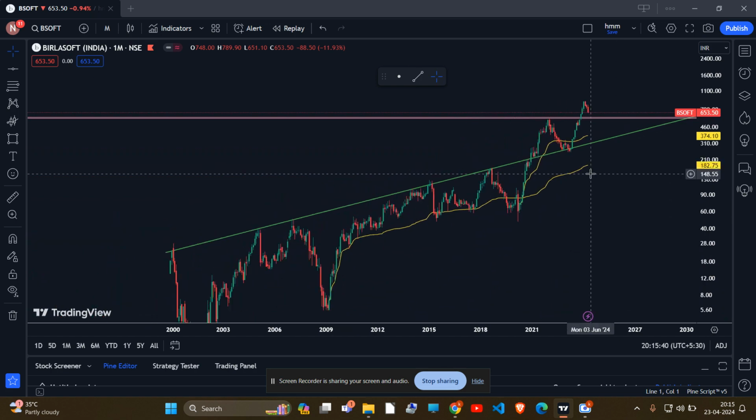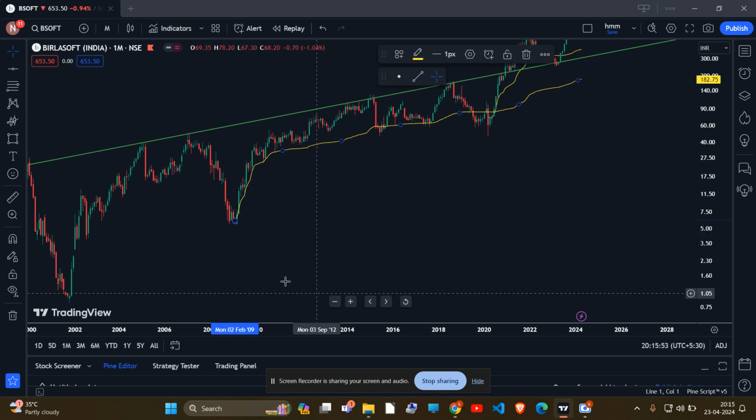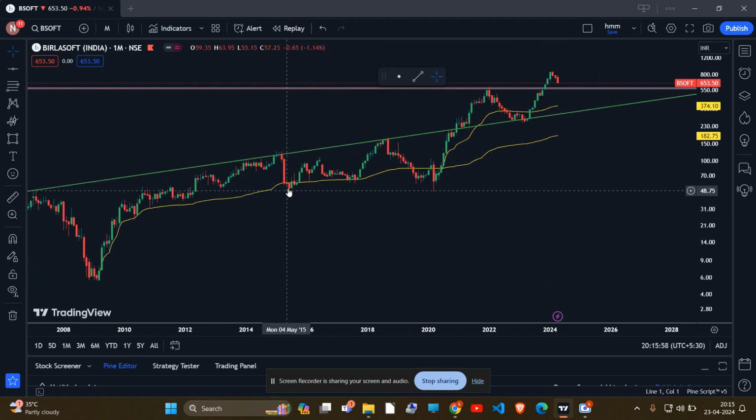And this VWAP on monthly time frame has also been a very good support on monthly time frame, and this is 2009. The stock always fell up till this anchored VWAP and always consolidated and took support at this particular VWAP.